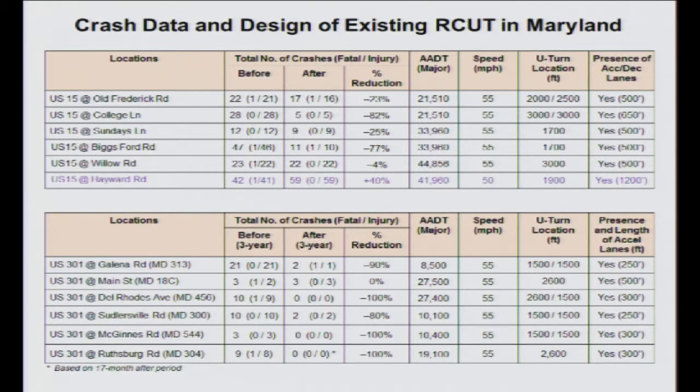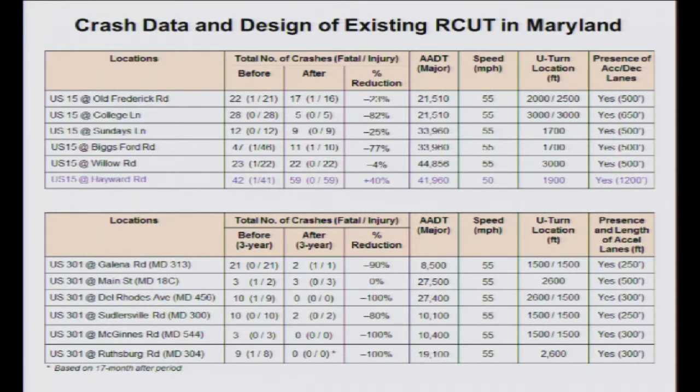Another thing you can see is that once the traffic volume increases to, say, 40,000 ADT, even if you provide a 3,000 feet U-turn offset, you still only see a 4% reduction. That's very marginal. You don't really see the benefit. So that's probably the limit for using this design. Anything higher than that, you really should think of grade separation.